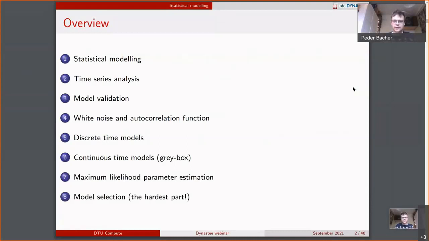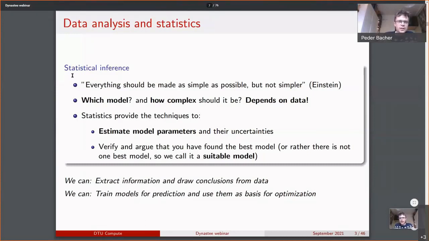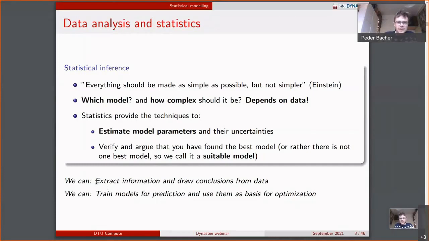So these are the different points we'll go through, but let's just jump right into it. What are we working with? We have data from some system, and we want to use statistical modeling techniques. Basically what we do is what we call statistical inference, which is extracting information and drawing conclusions from data.